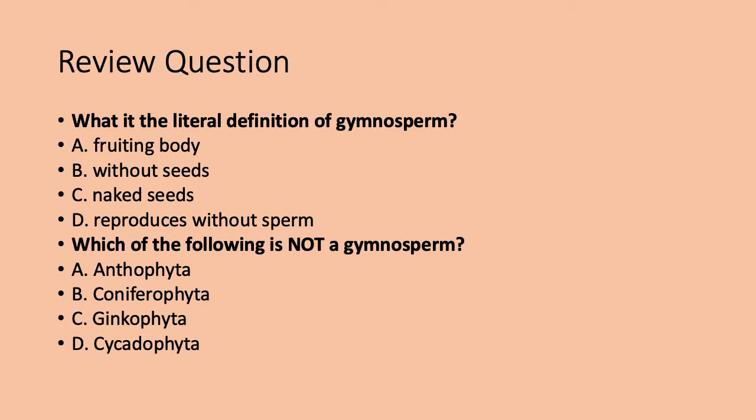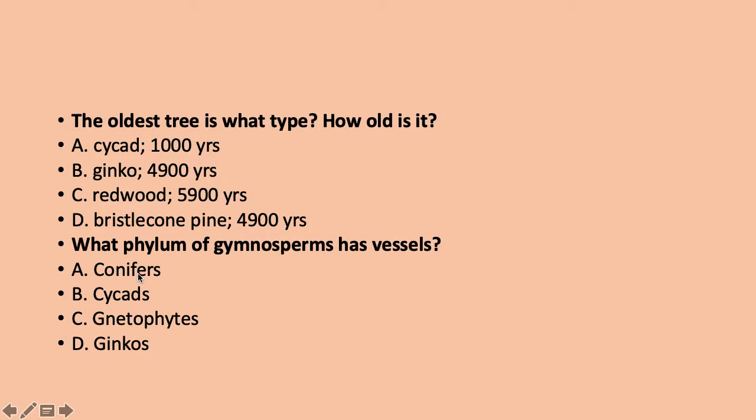Review question: what is the literal definition of gymnosperms? C. Naked seeds. Which of the following is not a gymnosperm? A. Okay, that's actually an angiosperm. The oldest tree is what type and how old? It is D, the bristlecone pine, 4,900 years.